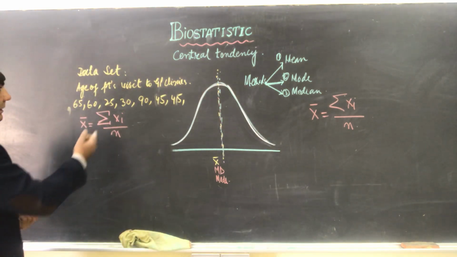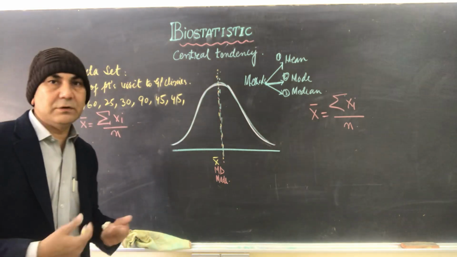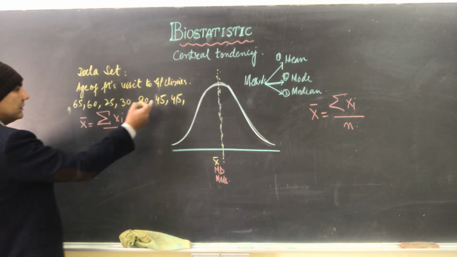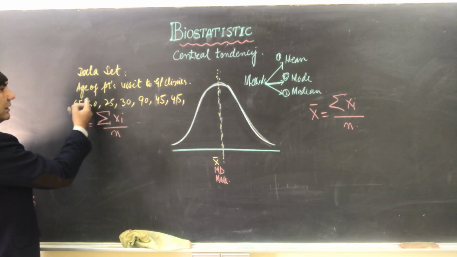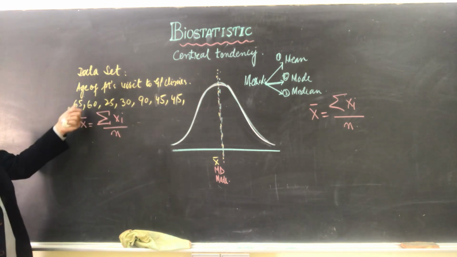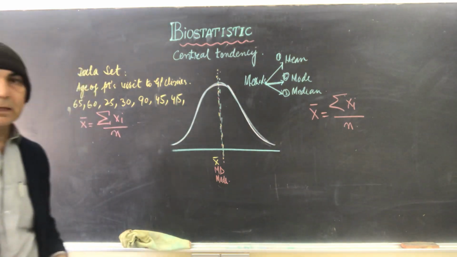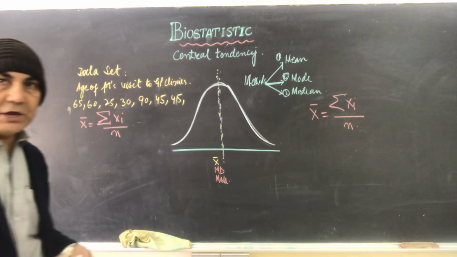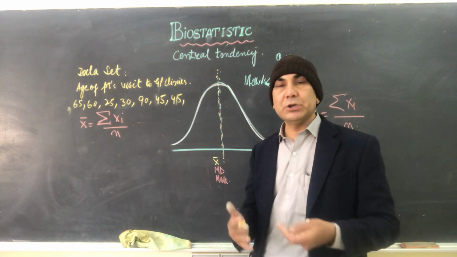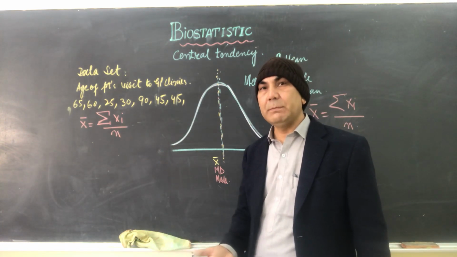Here is a data set of the ages of patients who visited a GP clinic. The total number is 7 patients: 1, 2, 3, 4, 5, 6, 7. The ages are 65 years, 60 years, 25 years, 30 years, 90 years, 45 years, 45 years. This is the age variable of the 7 patients who visited a particular GP clinic.